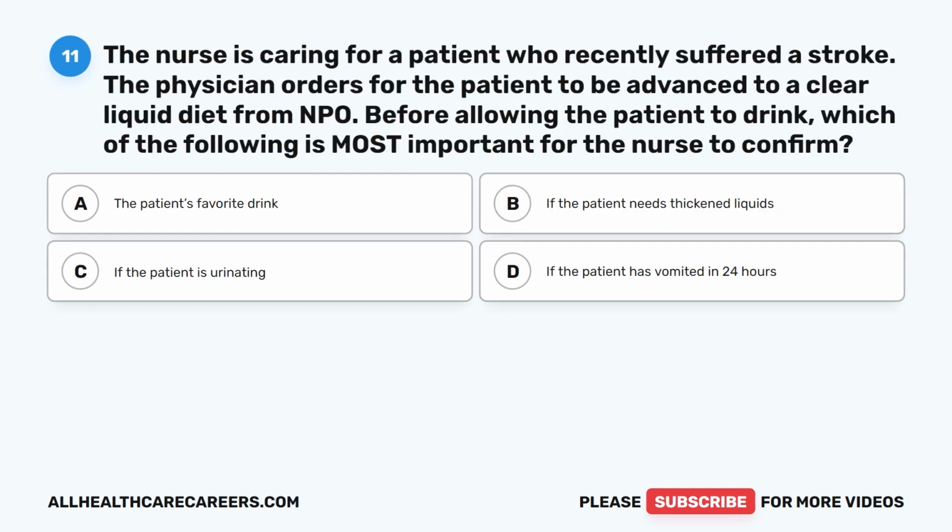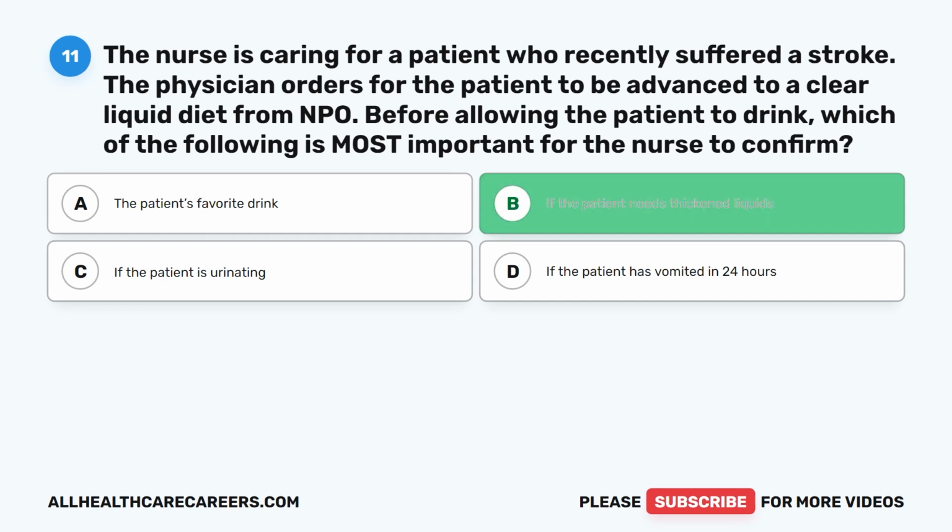Question 11. The nurse is caring for a patient who recently suffered a stroke. The physician orders for the patient to be advanced to a clear liquid diet from NPO. Before allowing the patient to drink, which of the following is most important for the nurse to confirm? A. The patient's favorite drink. B. If the patient needs thickened liquids. C. If the patient is urinating. D. If the patient has vomited in 24 hours. The correct answer is B.